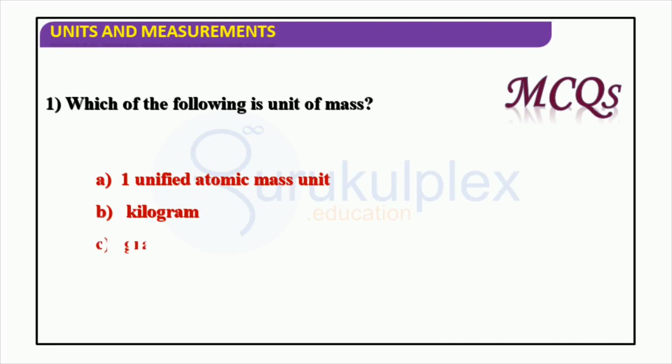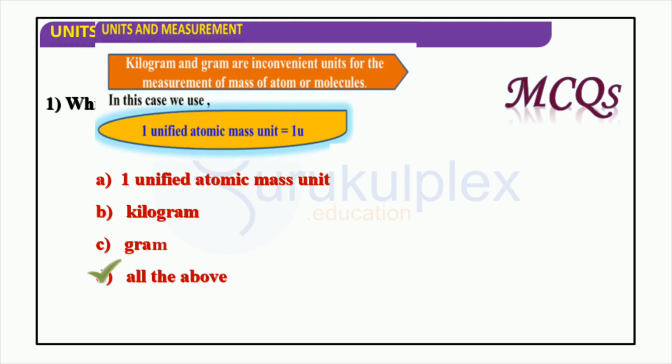Mass can be measured in units such as the unified atomic mass unit, the kilogram, and the gram, meaning that all of these units are units of mass.